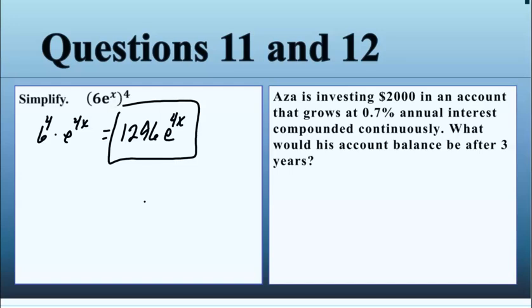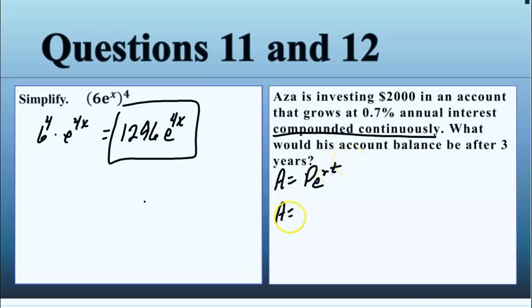Question 12. Asa is investing $2,000 in an account that grows at a 0.7% annual interest compounded continuously. What would his account balance be after 3 years? So this is compounded continuously, so we're using base e. So this would be A equals, and we're going to use the PERT formula, P times base e raised to the rt power.